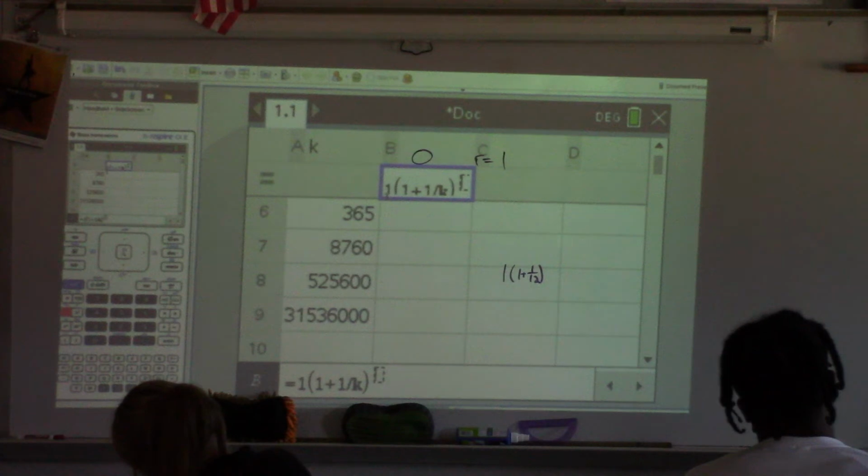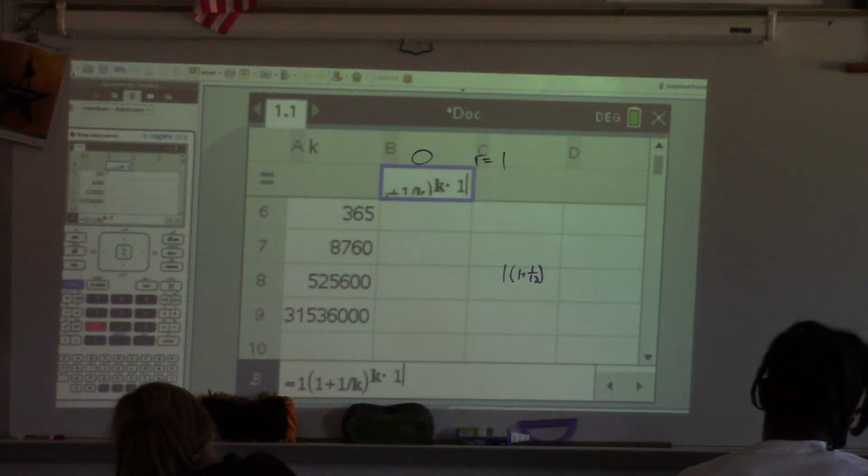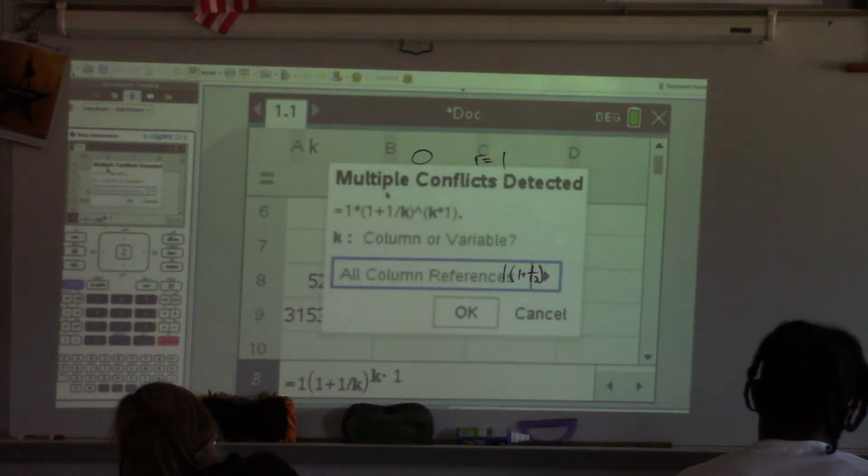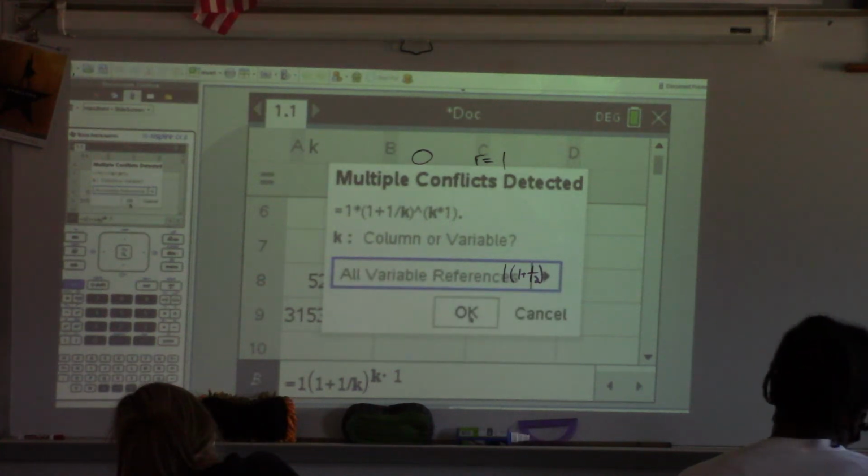Raised to 1 times K. K times 1, right? Remember, K times the number of years. Alright, so I'm going to make sure it knows that this is a variable reference.